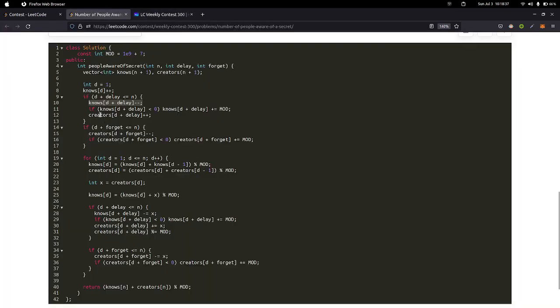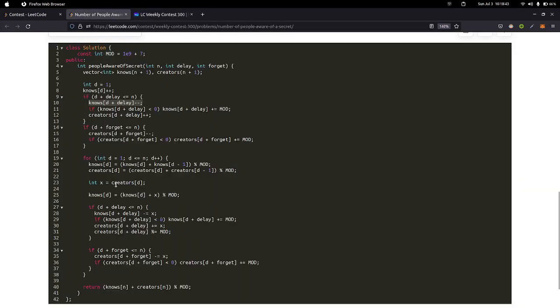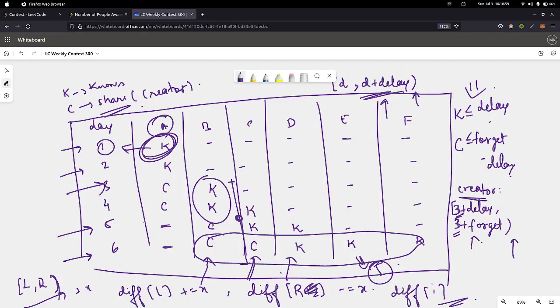So you can see the first ending point here is D plus delay, so D plus delay minus minus, so this person can only go till this state D plus delay, and then this is just modular arithmetic. If it becomes negative I will add the mod. And then his creation period starts from the next day itself, right? D plus delay.